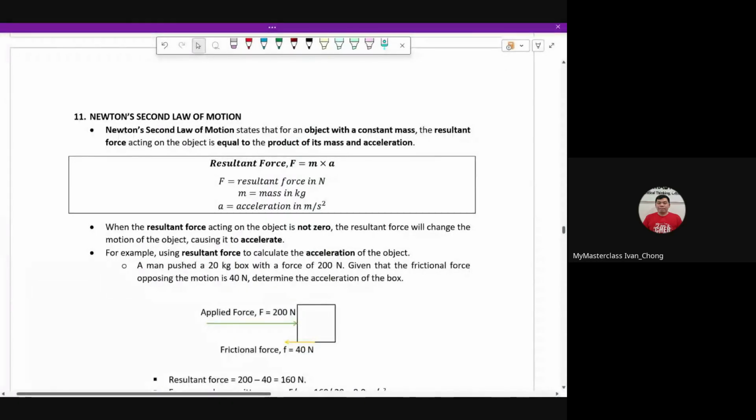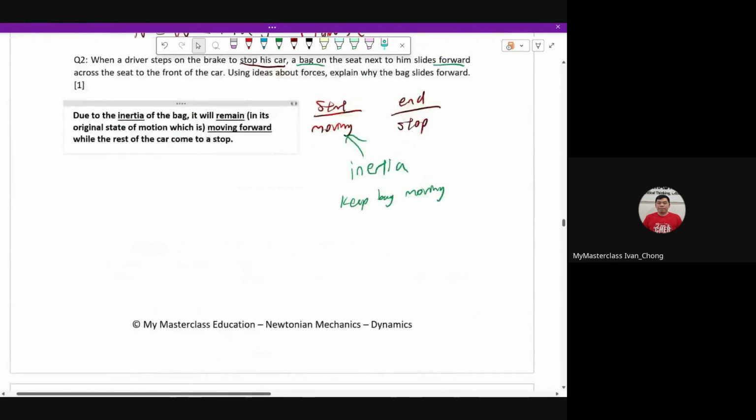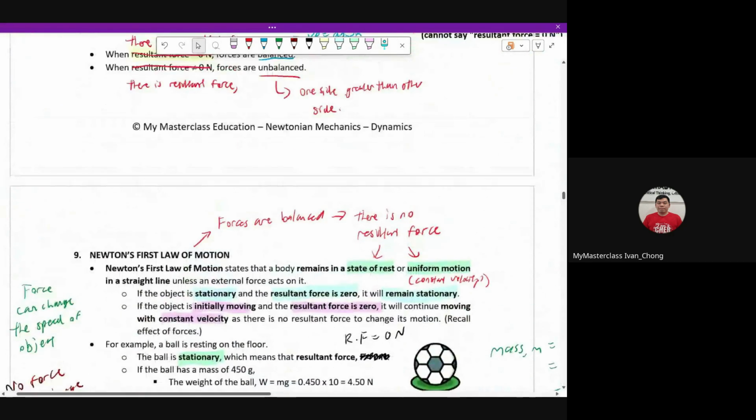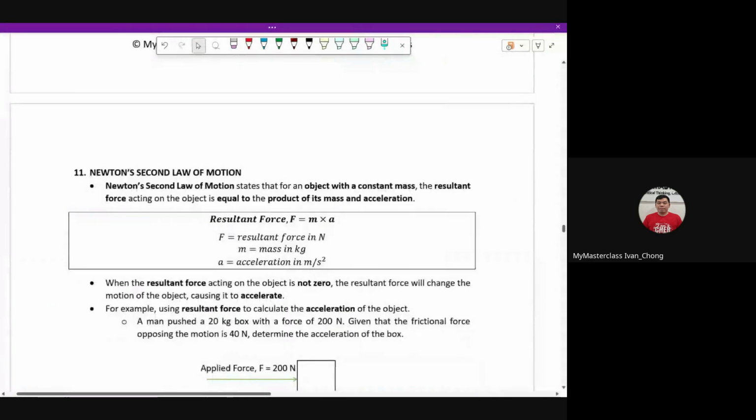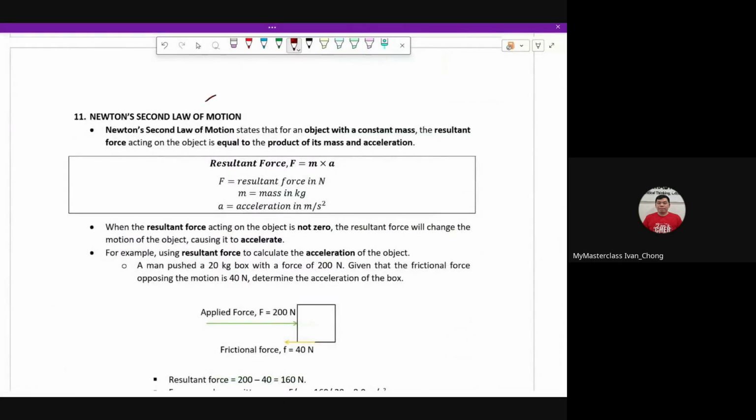Okay, next, let's talk about Newton's second law of motion itself. Previously, in your first law of motion, we mentioned that your forces are balanced. Now, Newton's second law is that forces are unbalanced. So what does that tell us? Your resultant force, I'm just going to write RF, is now not zero. So it can be a positive value or a negative value.